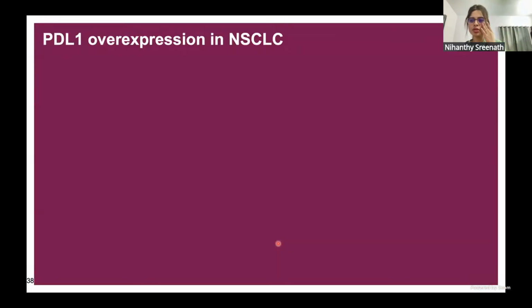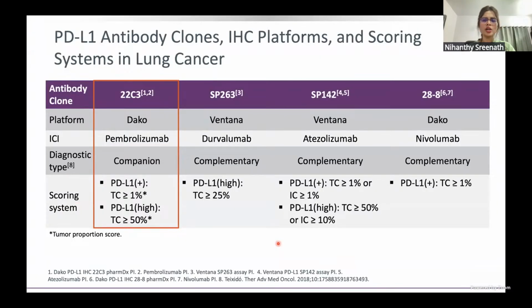Next, coming to the most important. So till now, we know the targets which are available, the various expressions, the driver mutations. Most importantly, the PDL1 overexpression, which is seen in both squamous and adeno. So what are the various platforms? Again, it depends. The most commonly used is the DAKO 22C3 for pembrolizumab. If you are giving atezolizumab, the Ventana platform SP142 is used. Again, for durvalumab, it is SP263, mainly in the case of post-CCRT durvalumab maintenance.